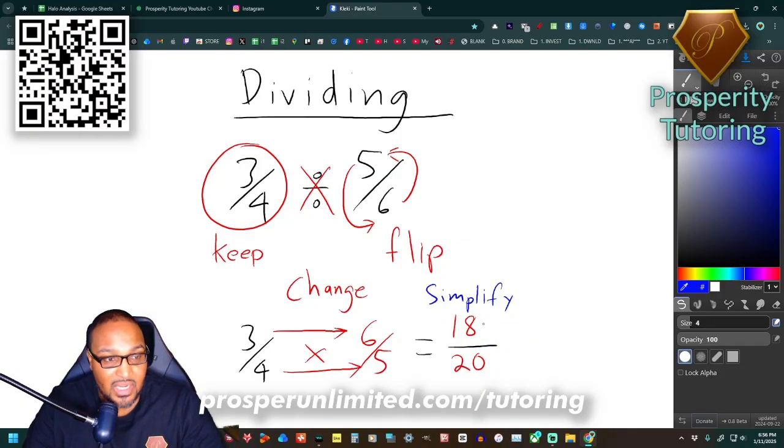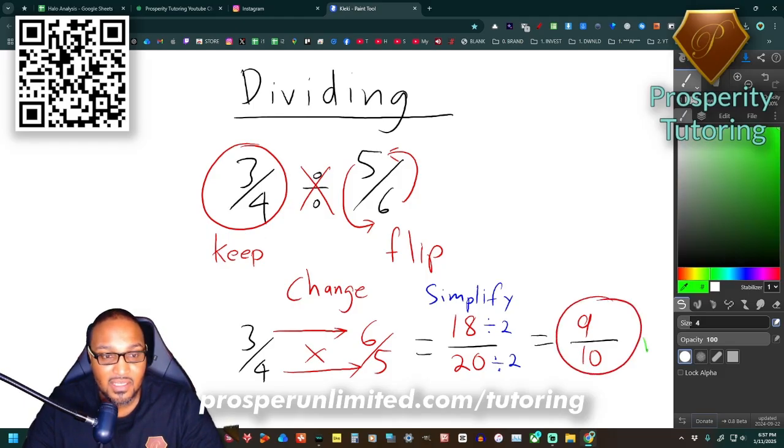So in order to simplify, we'll take 18 and divide it by 2. And then we'll take 20 and divide it by 2. And that will give us 18 divided by 2 is 9. And 20 divided by 2 is 10. So 18/20ths simplified will give us 9/10. And this is the simplest form.